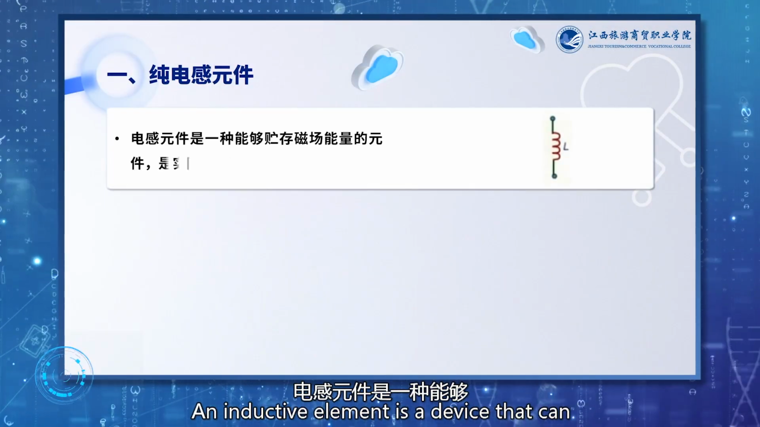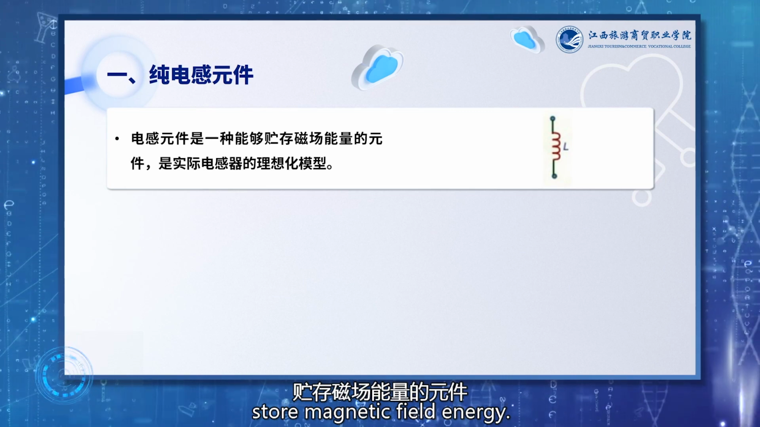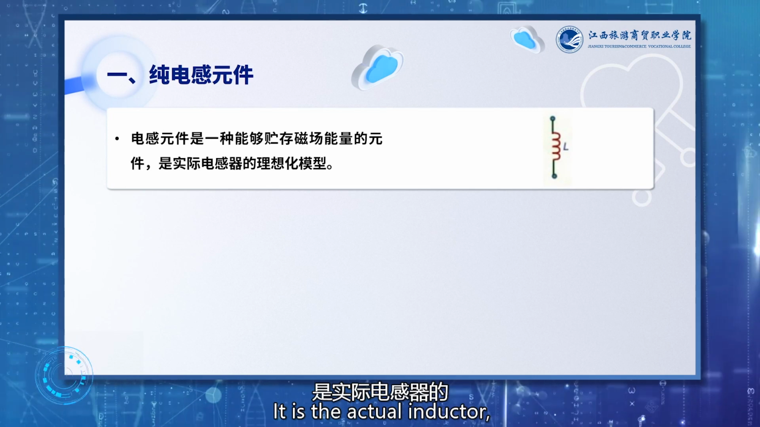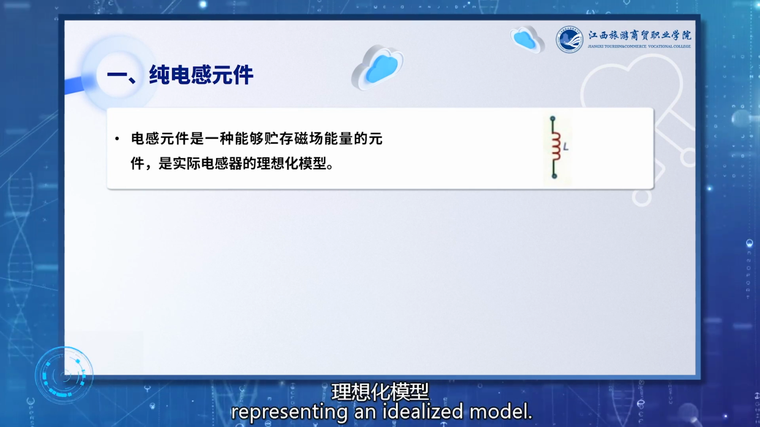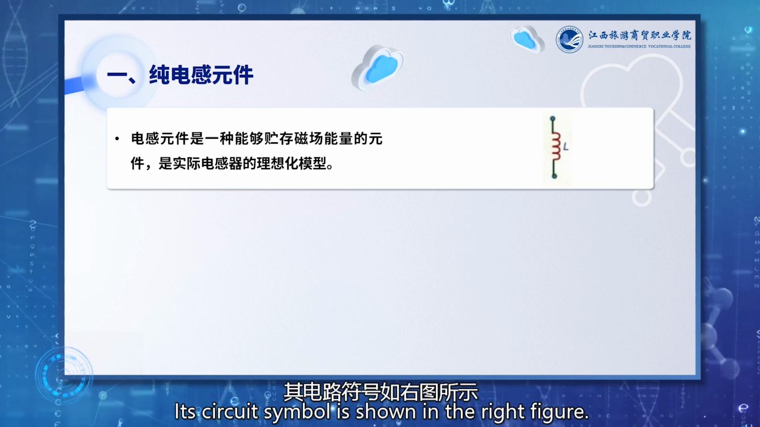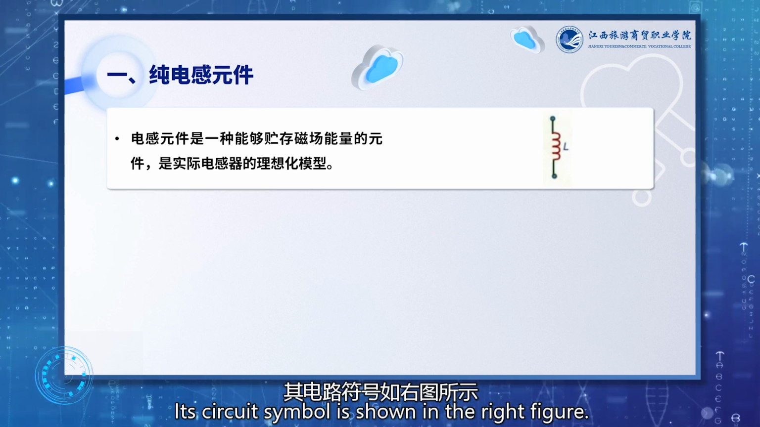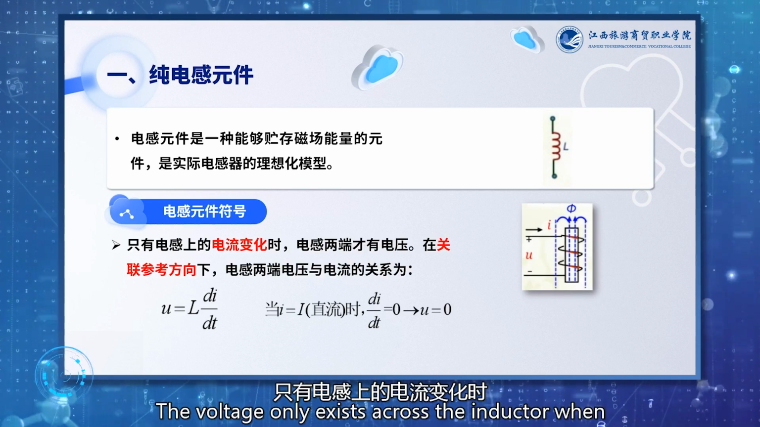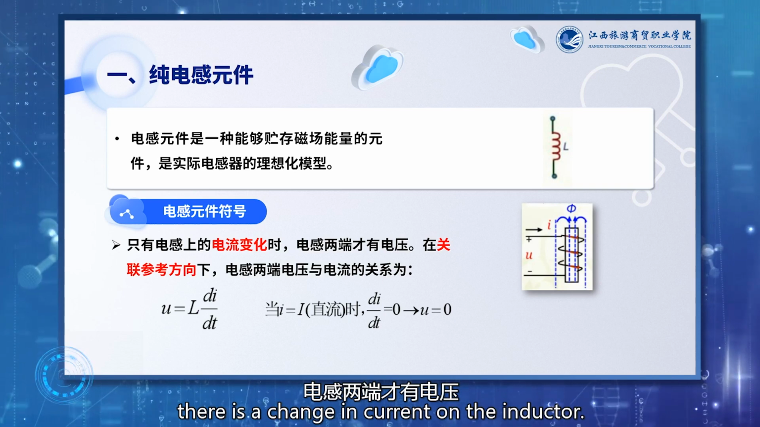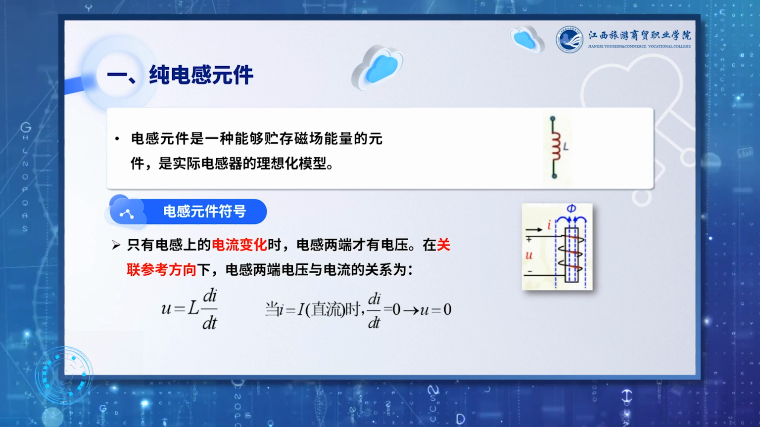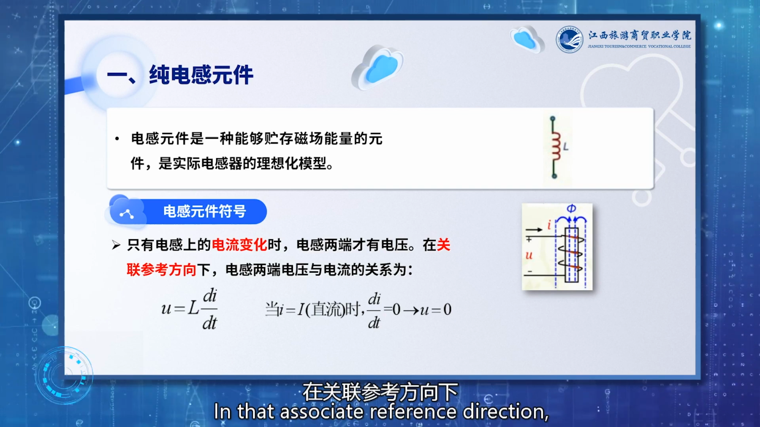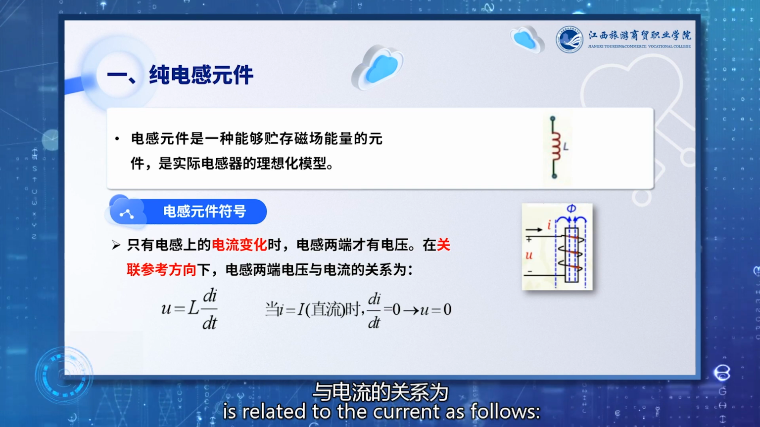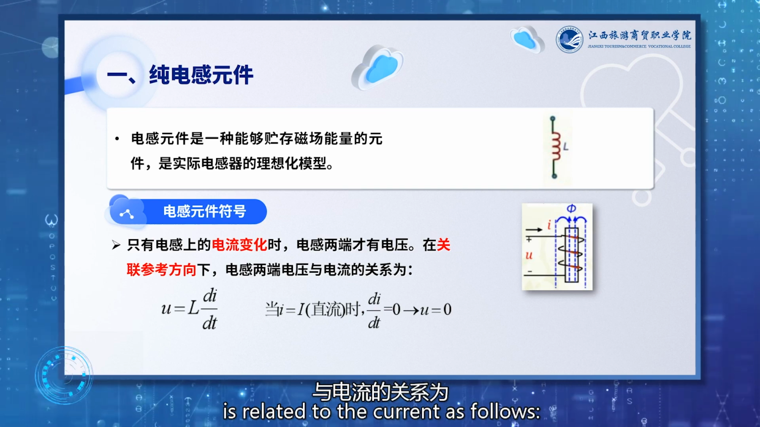An inductive element is a device that can store magnetic field energy. It is the actual inductor, representing an idealized model. Its circuit symbol is shown in the left figure. Voltage exists across the inductor only when there is a change in current through it. In the associated reference direction, the voltage across the inductor is related to the current as follows.